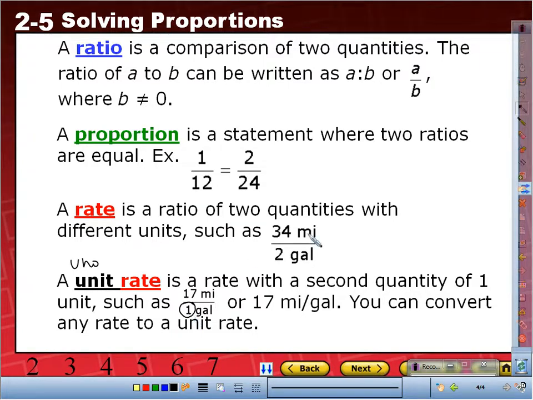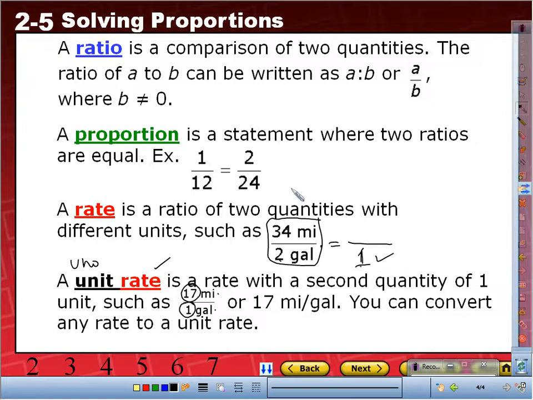Now check this out. Everybody look up. Look at the rate that I gave you guys, 34 miles per gallon. So if I was to make this into a unit, what has to go on the denominator? 1. So what did I have to do to the 2 to get 1? Divide by 2. So 34 divided by 2 gives me what? 17. This is a unit rate. It's still a rate because we still have miles per gallon, but it's a unit rate because we broke it down to the 1 gallon, or 1 unit, on the denominator.